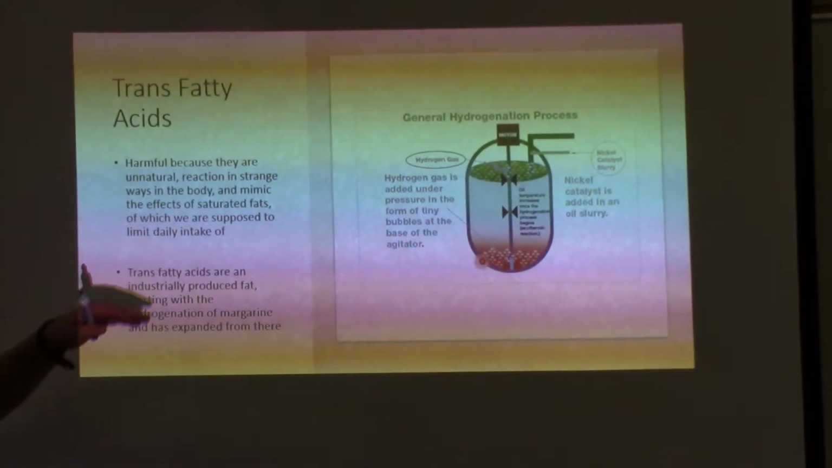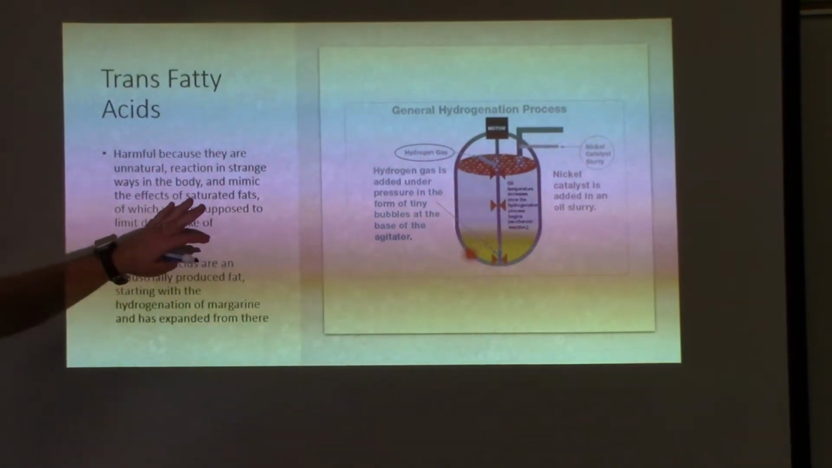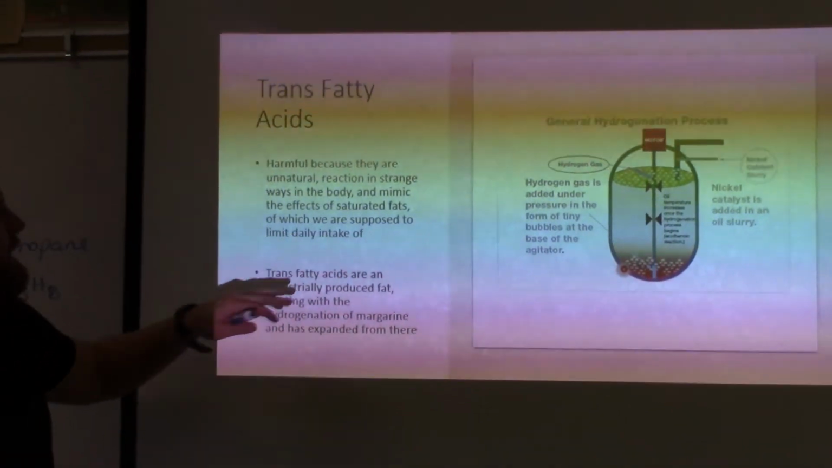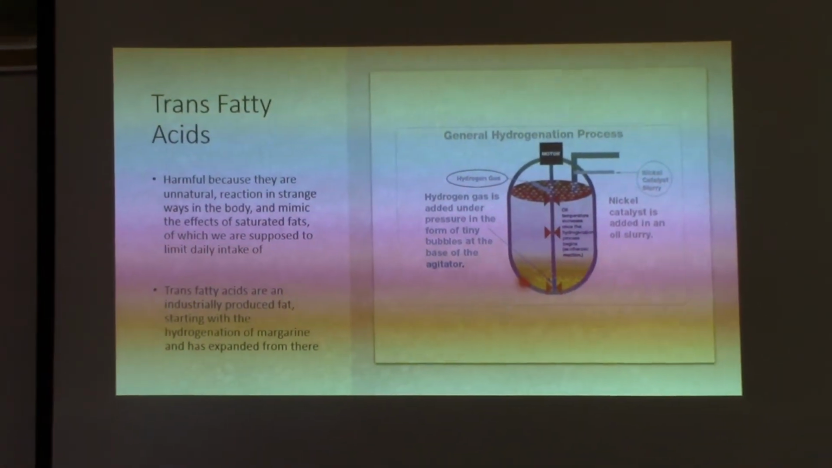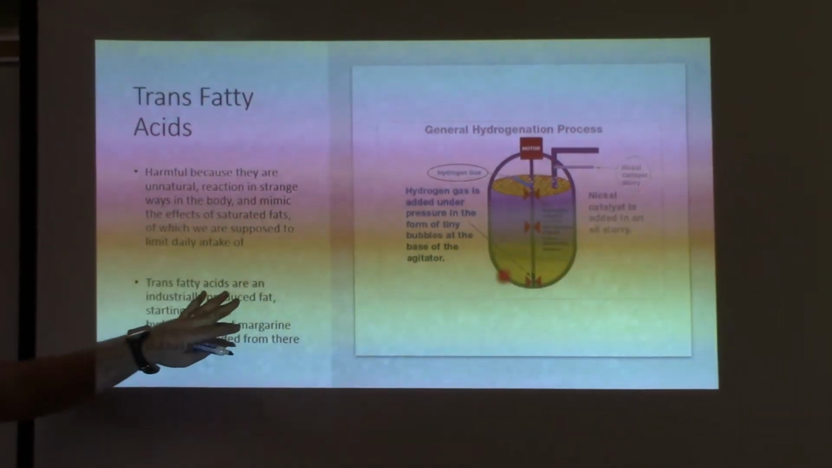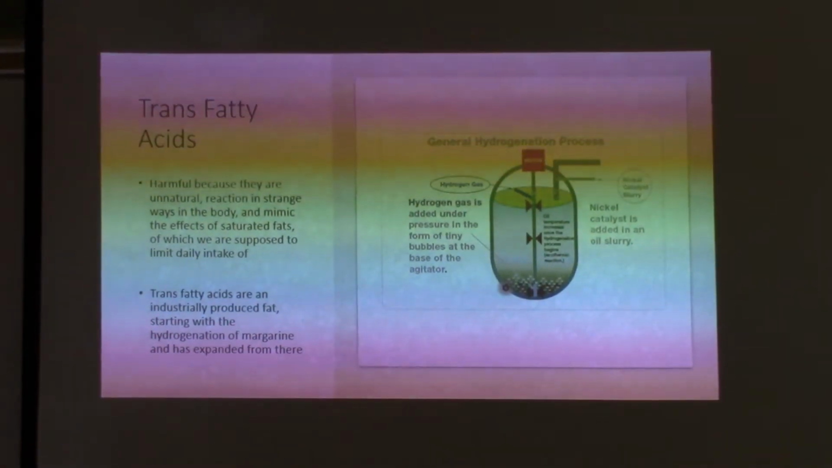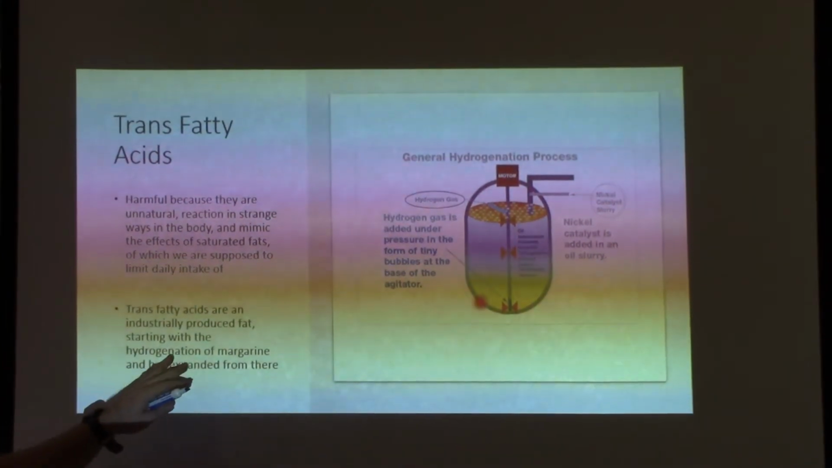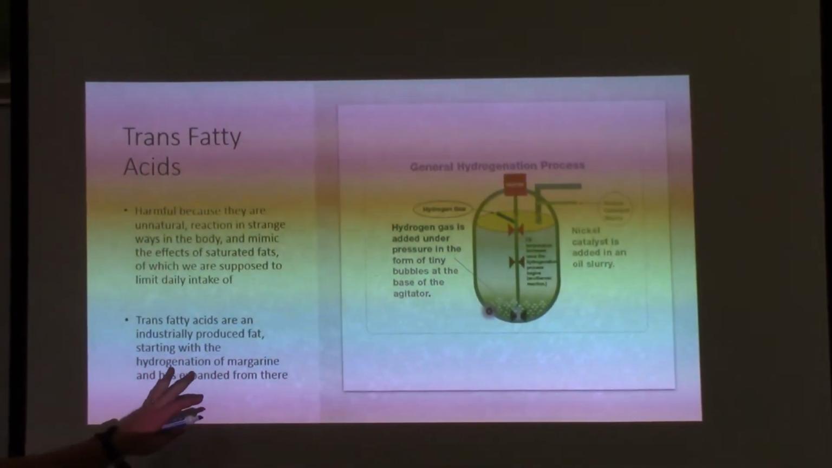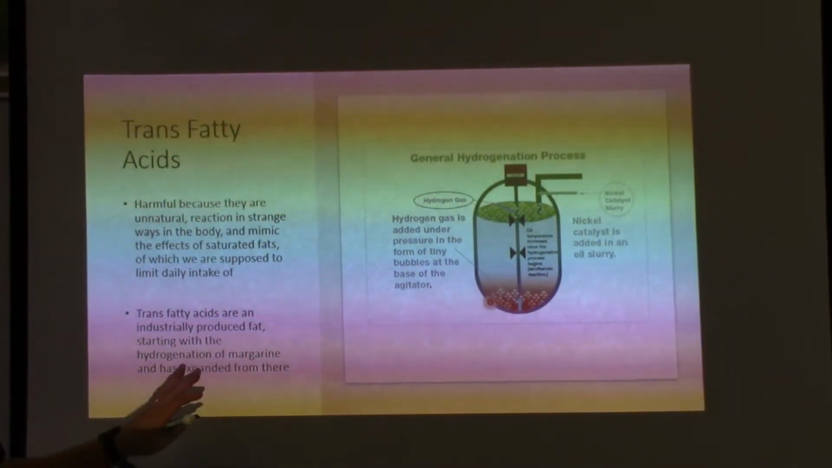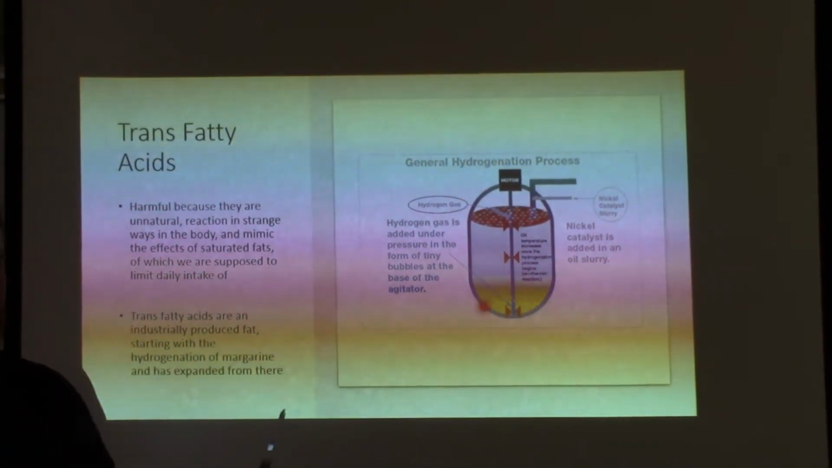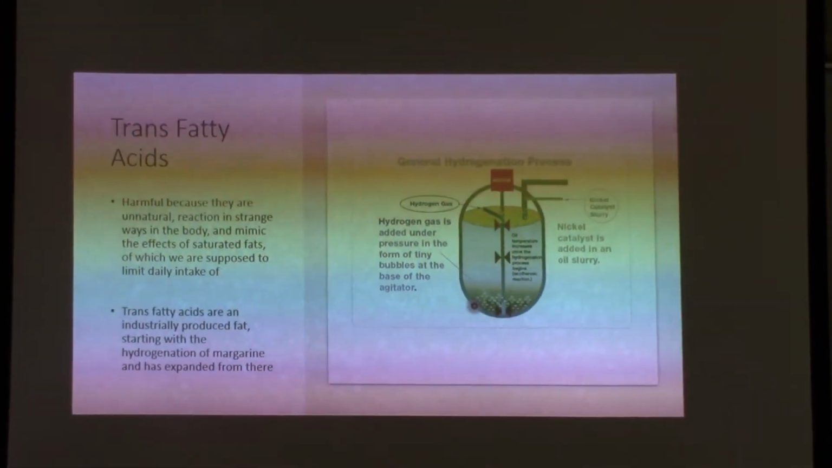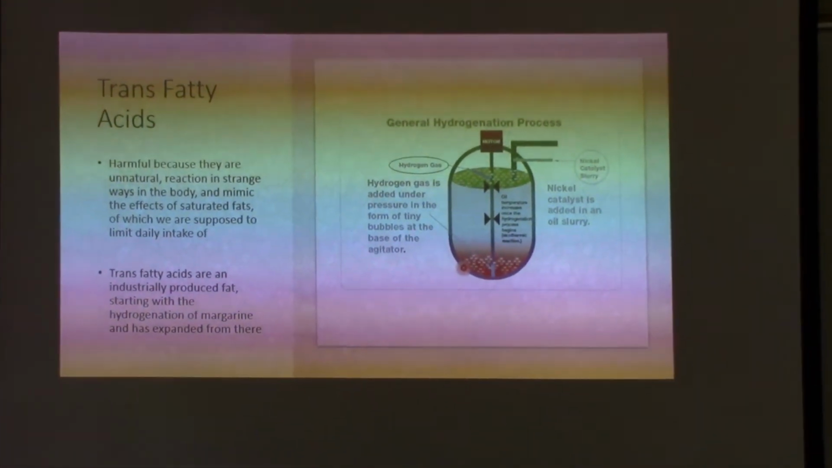So here's the deal with trans fats, is they're harmful because they're unnatural, right? They react in strange ways in the body. They mimic the effects of saturated fats because they remove that kinking. All right? And we're supposed to limit our daily intake of saturated fats. So trans fatty acids are an industrially produced fat. So what we do is we take canola and we hydrogenate it, and that creates margarine, right? And then we further hydrogenate it to turn it into an industrial grade fat that you would see in a fast food deep fryer or something like that. All right.